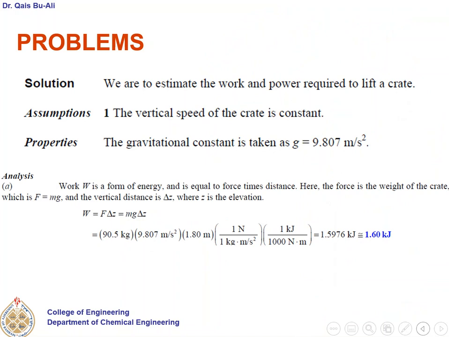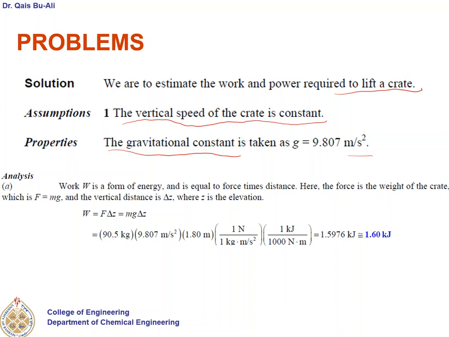Okay, so the solution: we are to estimate the work and power required. This is what's required. Assumptions: the vertical speed of the crate is constant, so the speed is not changing. And the properties: we have the gravitational constant, the acceleration due to gravity, to be 9.807.